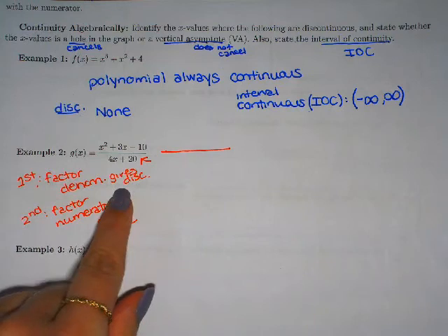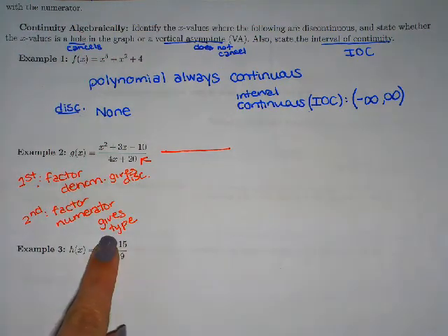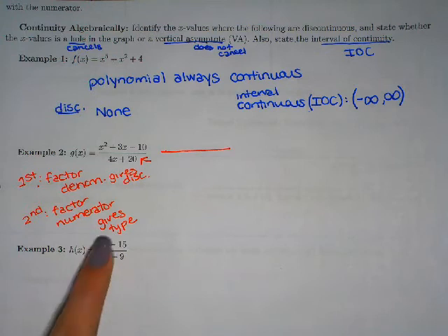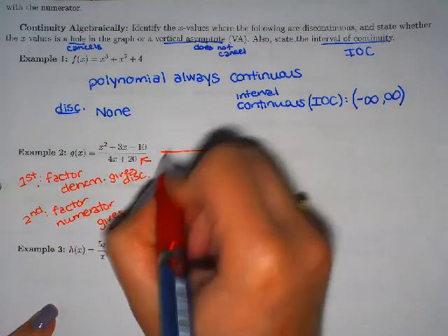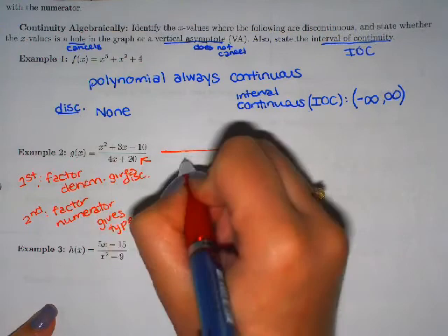The denominator tells you where you're going to be discontinuous. It gives you your discontinuities, and the numerator just tells you the type. If it cancels, it's a hole. If it does not cancel, it's a vertical asymptote. So if we look at this denominator first, just factor the denominator.